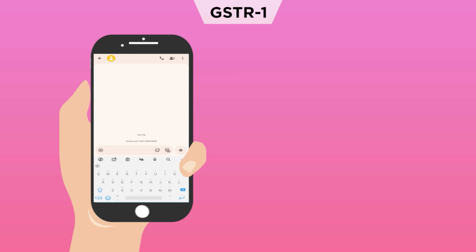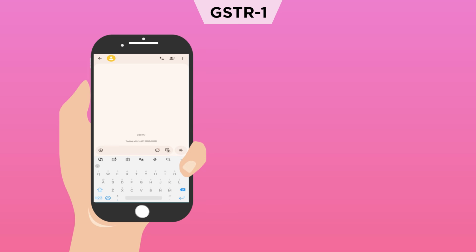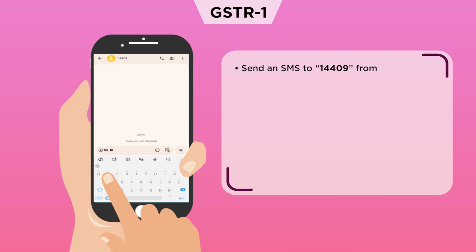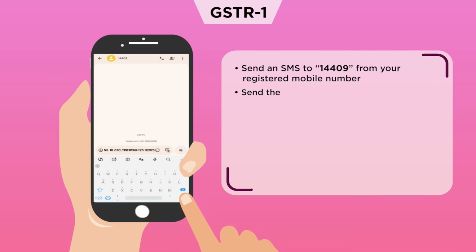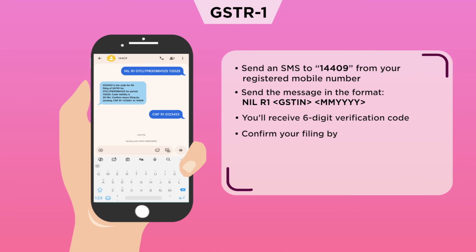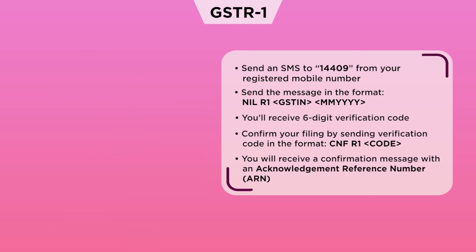Alternatively, you can file a nil Form GSTR-1 through SMS also. To file a nil GSTR-1, send an SMS to 14409 from your registered mobile number in the prescribed format. You will receive a confirmation message, and once you reply with a verification code, your nil return will be filed.